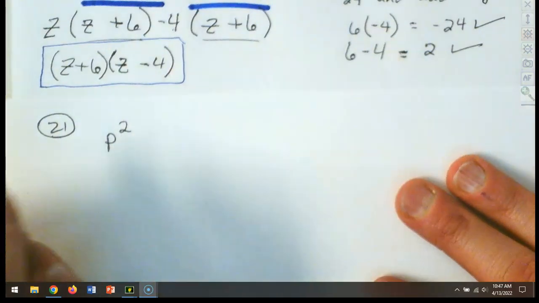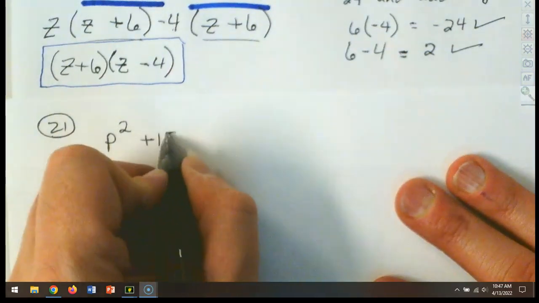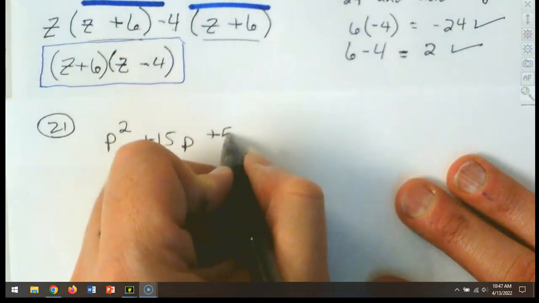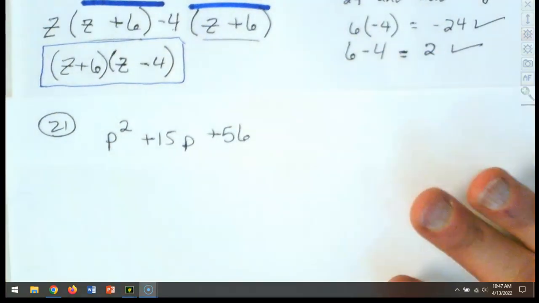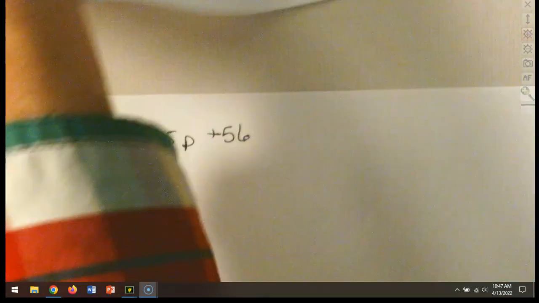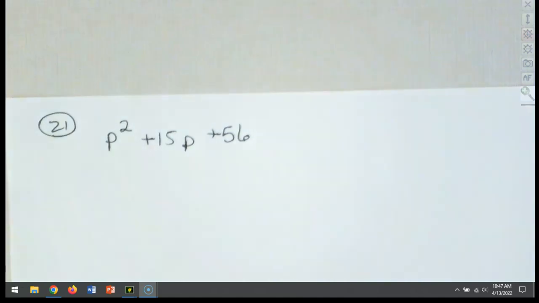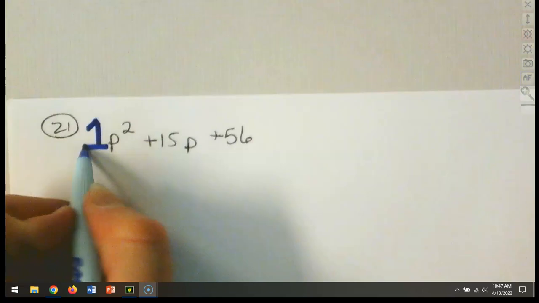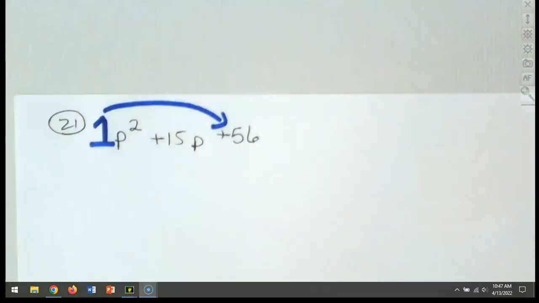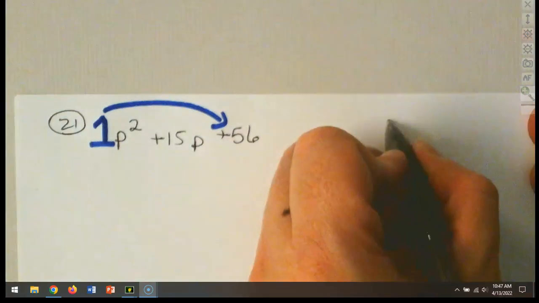P squared plus 15p plus 56. Same procedure that we just did a moment ago. We'll put the 1 in front. And now we multiply. So 1 times that 56. That makes it a 56.